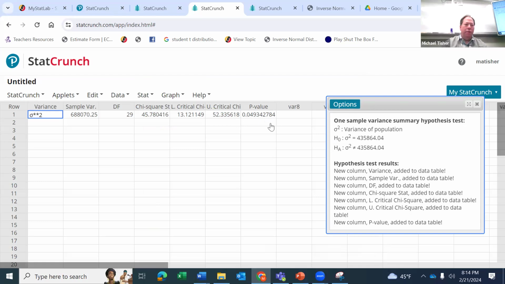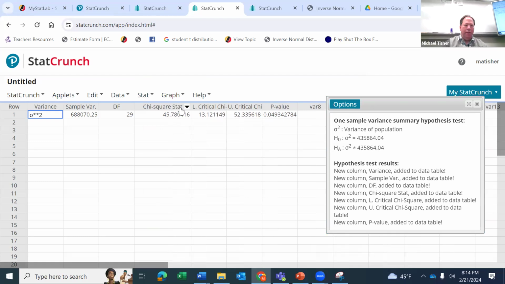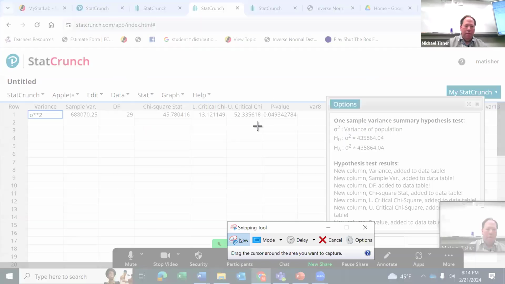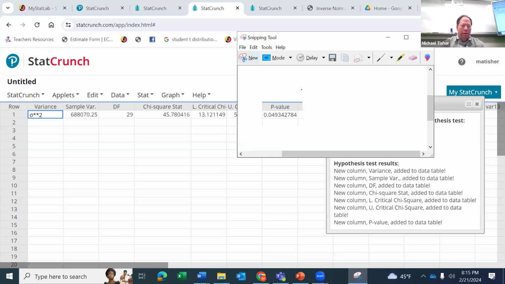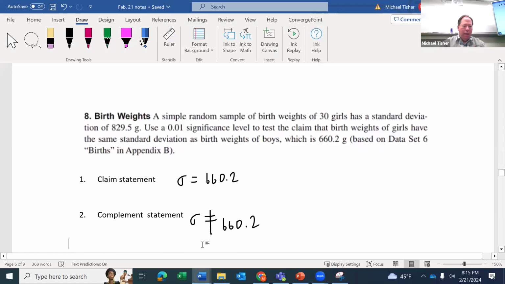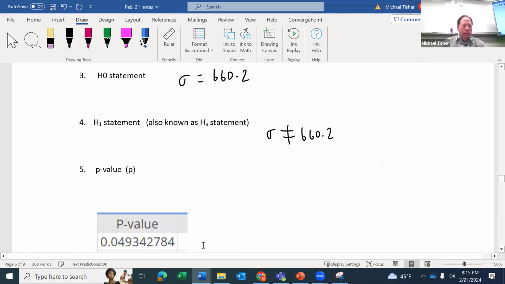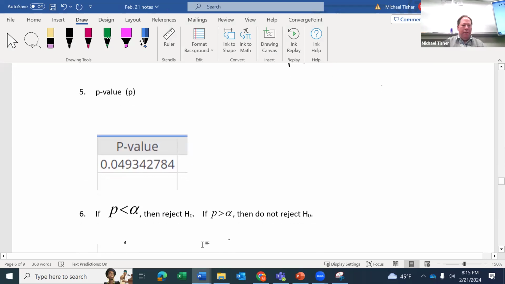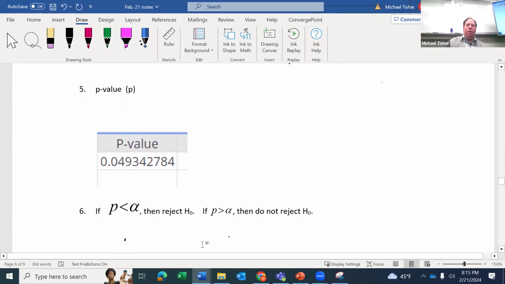Okay, and if it asks you for the test statistic, I think it says right here, the chi-square stat would be the test statistic in this case. All right, so enter the p-value. And after that, same general thing as before. Should we reject or not reject? What should we do?